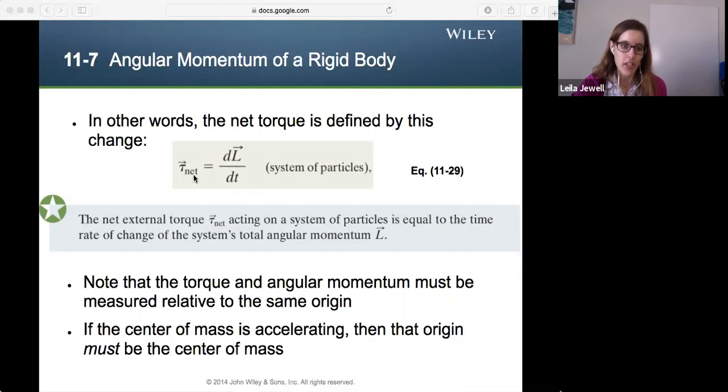So note that the torque and the angular momentum have to be measured relative to the same origin. And if the center of mass is accelerating, the origin must be that center of mass. So that fixes you in that you have to use that as your center of mass in particular. So this tells us that, hey, if we want to increase or decrease the angular momentum of a system, we need to apply a torque in order to do so.